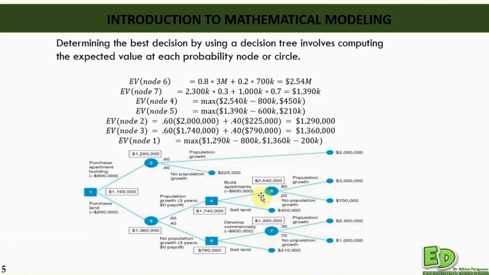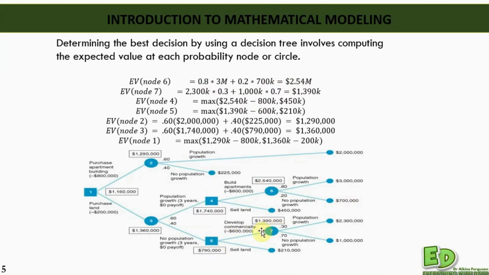Move on to the 6th node, same idea, because it is a circle node, 0.80 by this 3 million plus 0.20 by 700,000. That's what we have here as 2.54 million. And you write it on the 6th node. You move on to the 5th node. The 5th node has to do with, what do we call it, cost, right? So you see that this one, you're going to incur a cost of 600,000.